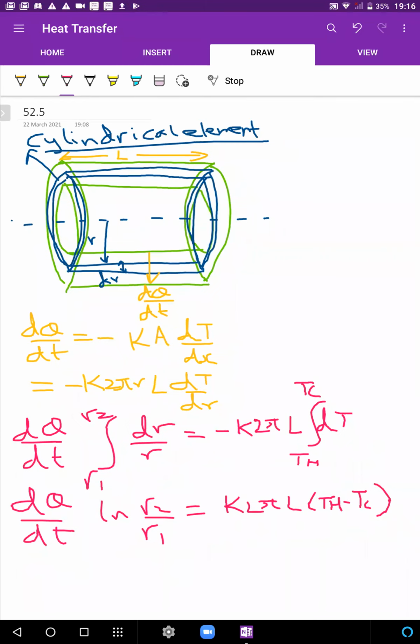What did we want? I think I wanted heat flow. So dq by dt is, yeah. How many of you got this answer? K 2 pi L delta T. Very nice if you got this.